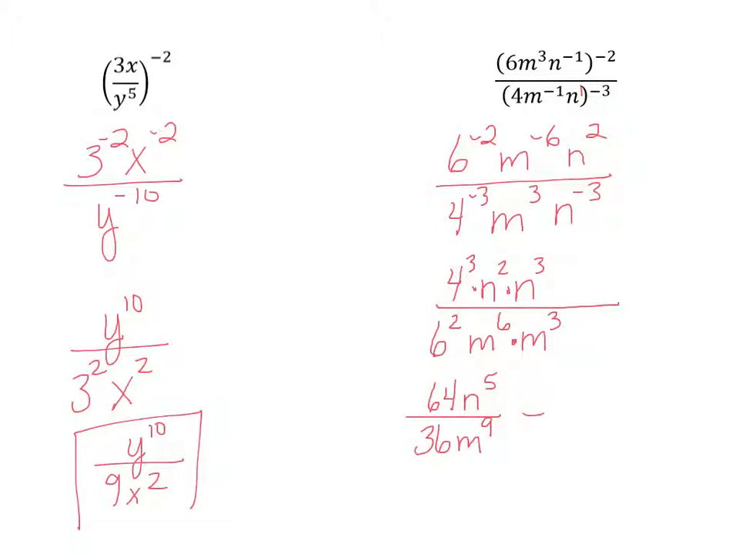Okay, last step would go ahead and simplify the number part of this. 4 would go into both of those. So 4 goes into 64 16 times. So it'll be a 16 n to the 5th. And 4 goes into 36 9 times. So it'll be a 9m to the 9th. And that's our simplified expression.